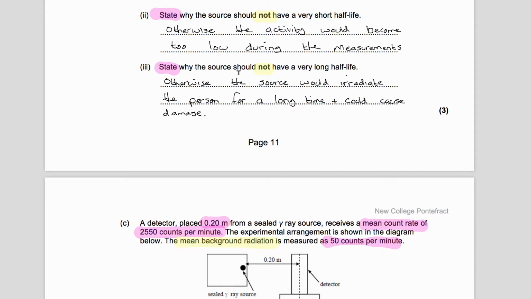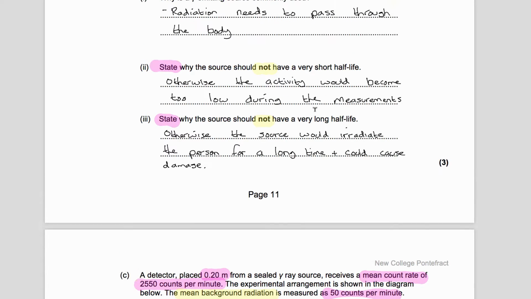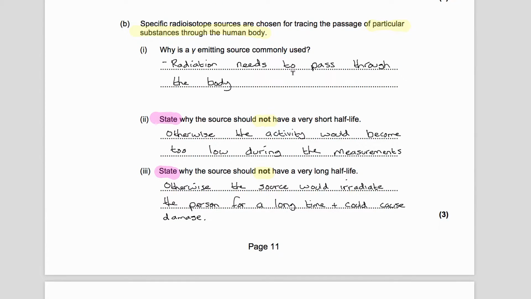In terms of why it shouldn't have a very long half-life, well, if it did have a long half-life, then it would have a high activity for a long time. So therefore the source would irradiate the person for a long time, and therefore it could cause damage. The words long time need to be in your answer if you're going to get the mark for that particular part of the question. In terms of marking points, you basically got 1 mark for each of those 3 things.